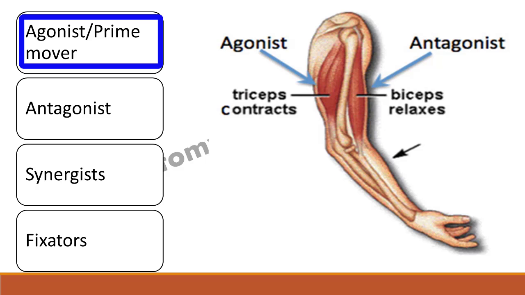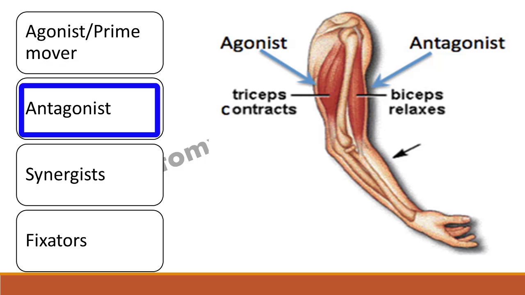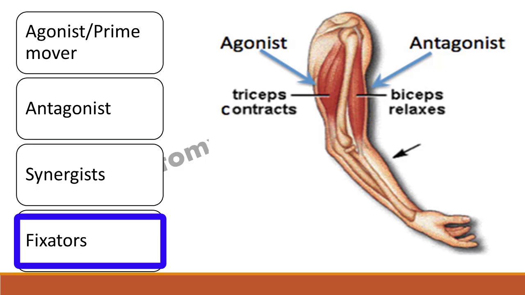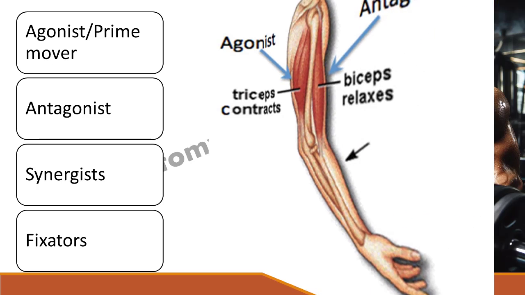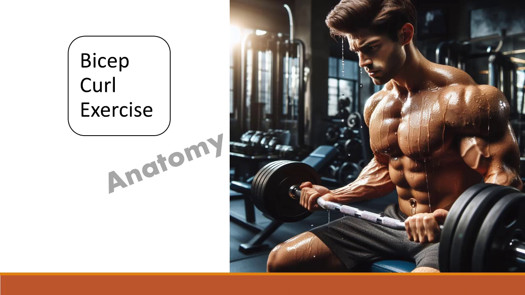While the antagonists are the muscles that oppose the action of the agonist. They act basically opposite to the agonist. Fixators are the muscles that fix the proximal part of a limb through isometric contraction, while the movement is occurring at the distal part. Now we will take the example of the bicep curl exercise to understand this again.